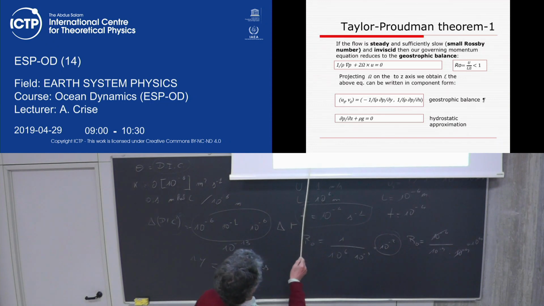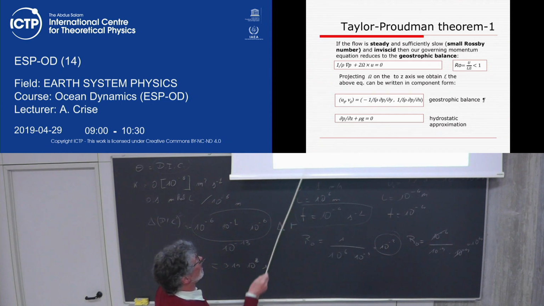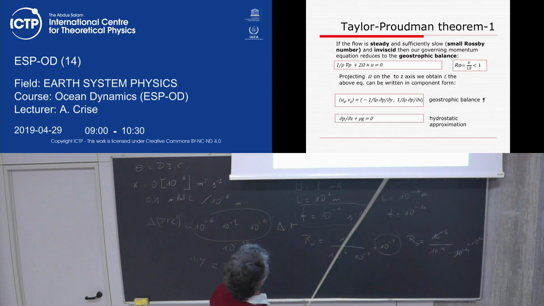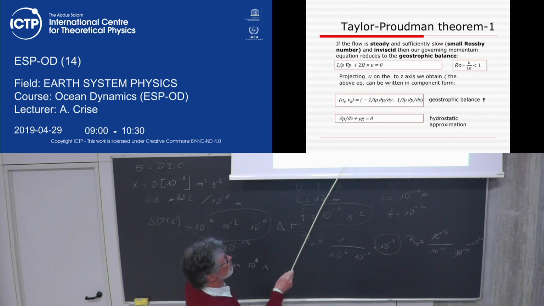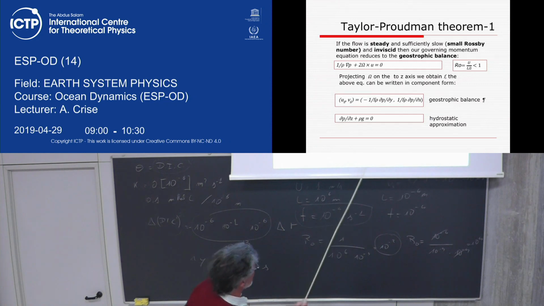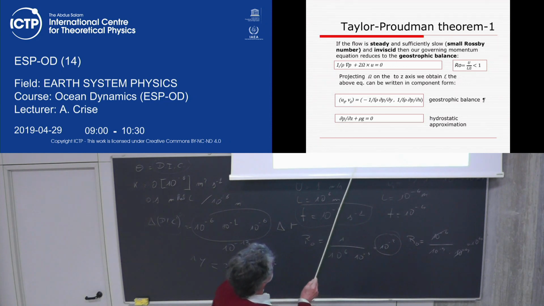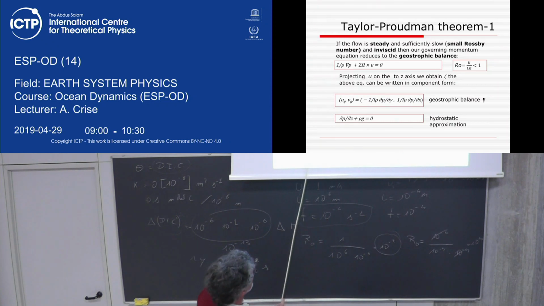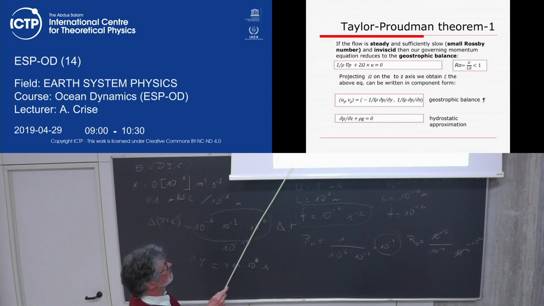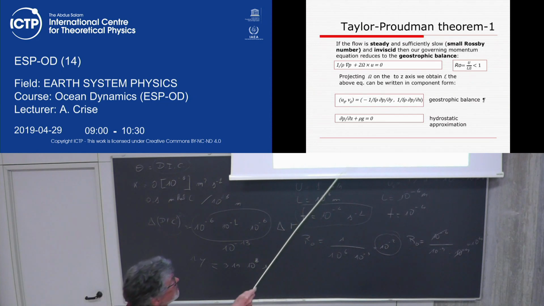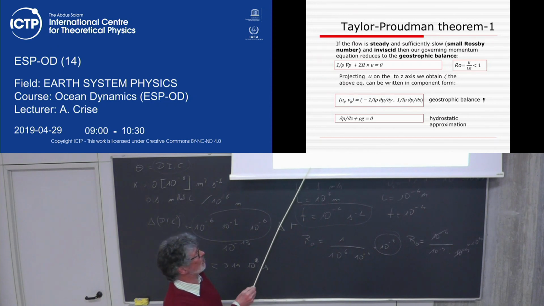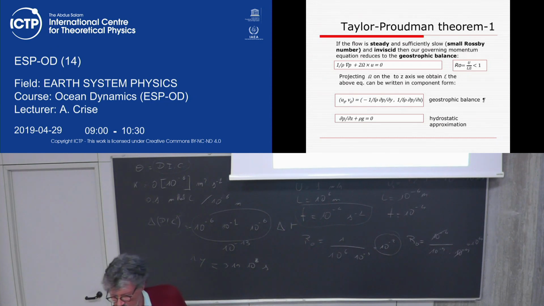The same for the component along the y-axis for the geostrophic velocity Vg, which is again proportional to the gradient along the x-axis and inversely proportional to f and rho. To close the equation set, we need also to use the hydrostatic approximation. You maybe know that the pressure gradient depends only on the density and on the gravity.